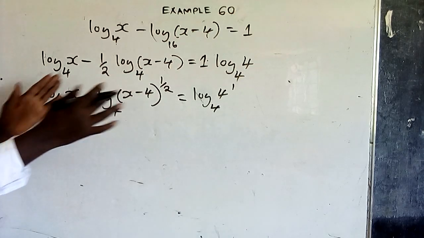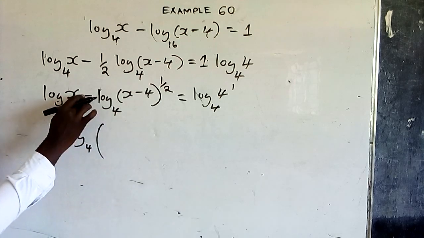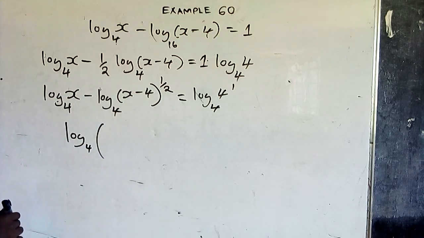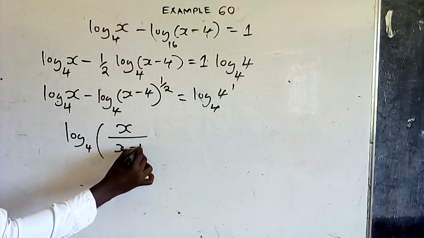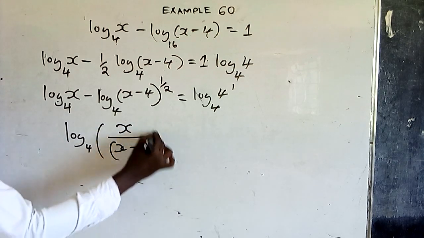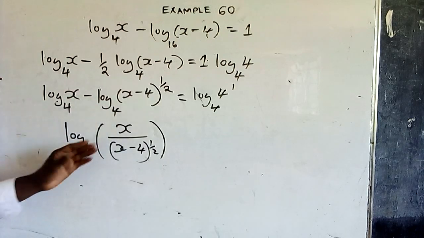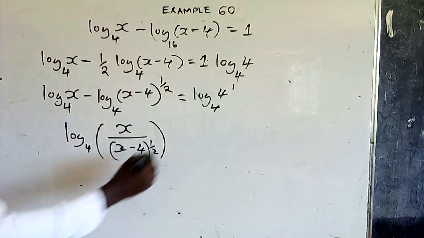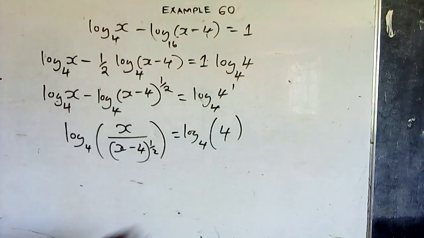So you must have one term on either side of the equation. So if you factorize out log to base 4 here, subtraction implies what? Division, isn't it? So it means here we'll have x divided by x minus 4, raised to power a half. So when you remove log to base 4, subtraction will go to division, to be equal to log to base 4, 4 raised to power 1 is just 4, isn't it?